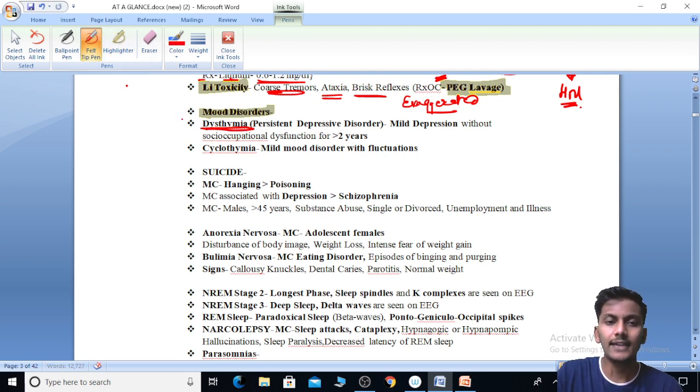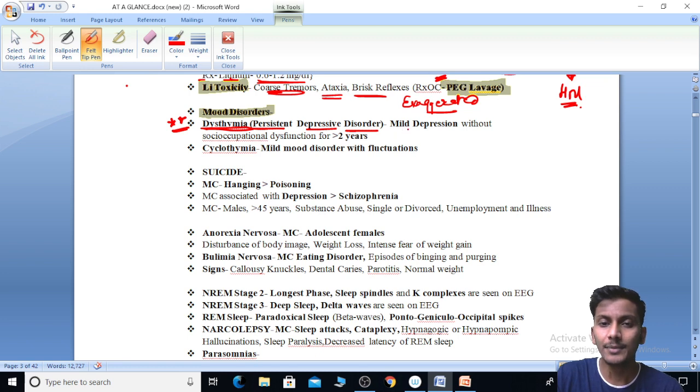First one is dysthymia, on which questions have been asked twice in the examination. So please remember, what do we mean by dysthymia? Dysthymia is also called persistent depressive disorder. From the name itself you would have understood. So what do we mean by dysthymia? Dysthymia is persistent depressive disorder.